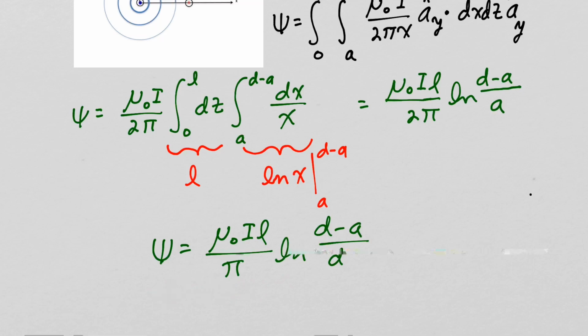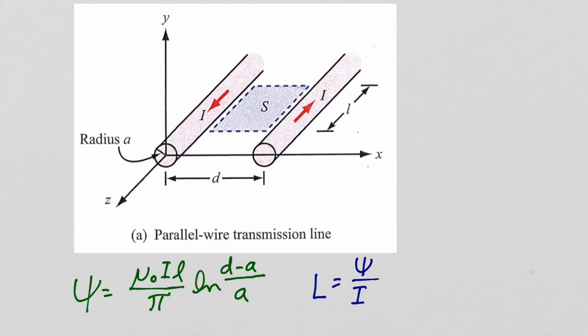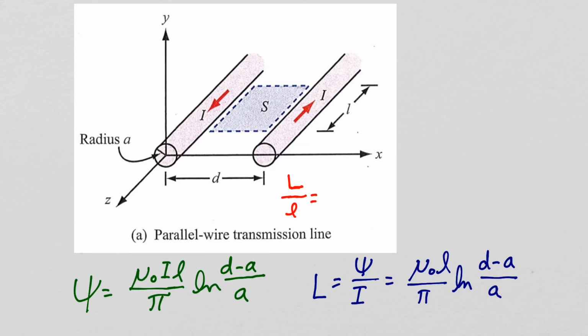The flux linkage is the same as the flux in this case, so the inductance of a segment of length L of our transmission line is this magnetic flux divided by I, or mu 0 L over pi, the natural log of d minus a over a. To get the inductance per unit length, we will take this inductance for a segment of length L of our transmission line and divide by that length L. So our inductance per unit length is mu 0 over pi, the natural log of d minus a over a.